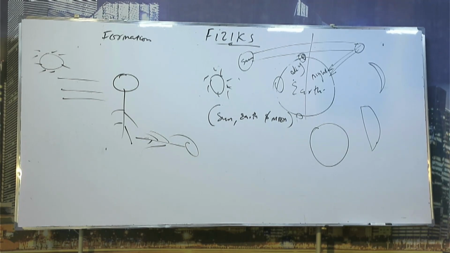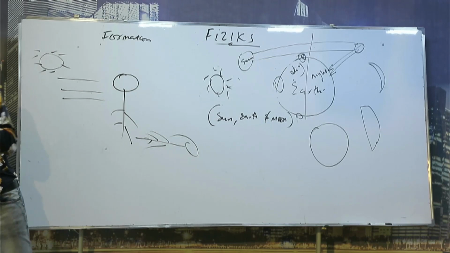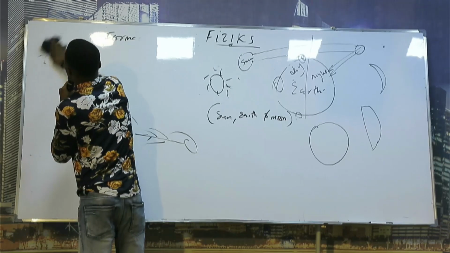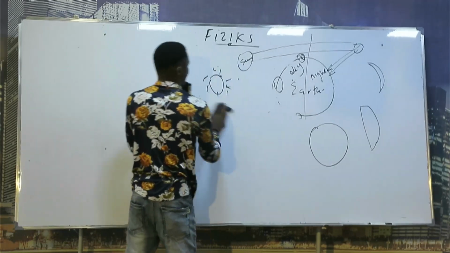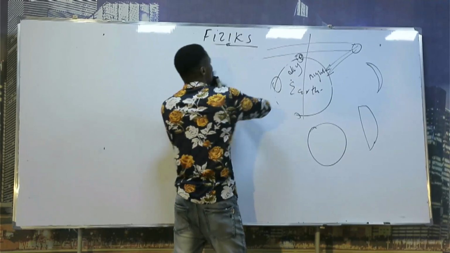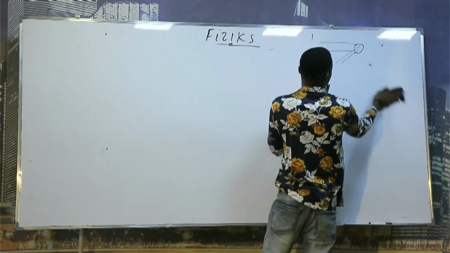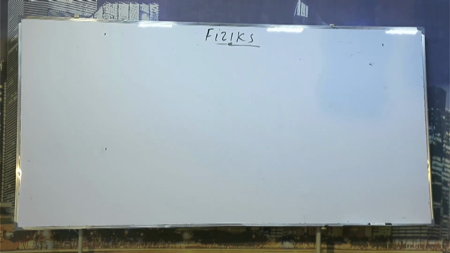Now let's continue. We have written what an eclipse is. There are two types of eclipse, namely solar eclipse and lunar eclipse.